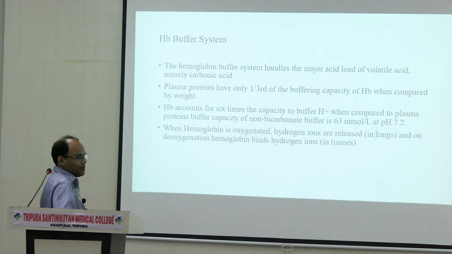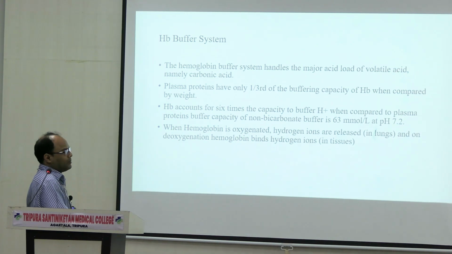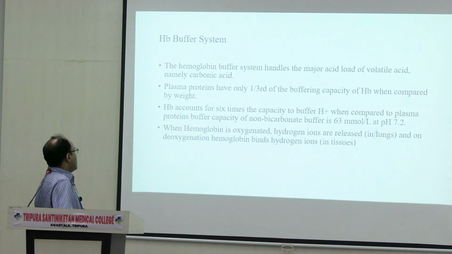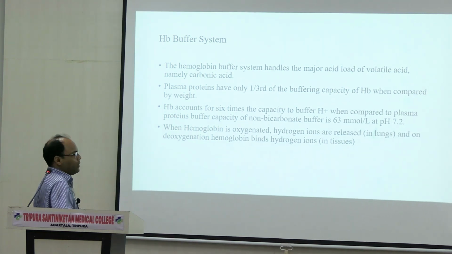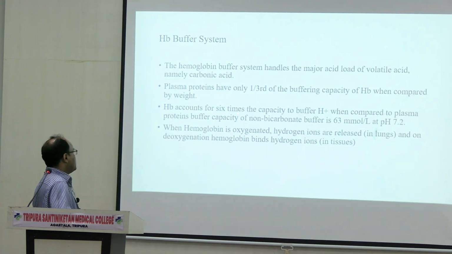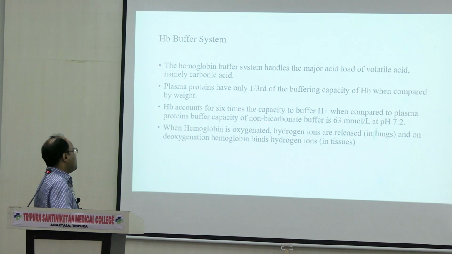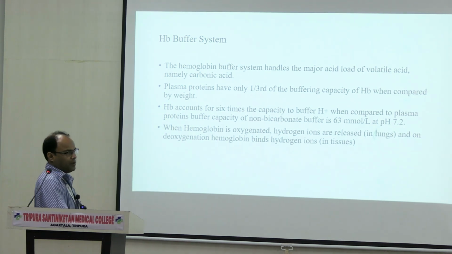Next is the hemoglobin buffer system. The hemoglobin system handles the major load of volatile acid, like carbonic acid, carbon dioxide, the volatile gas. Plasma protein has one third of the buffering capacity of hemoglobin when compared by weight. Hemoglobin accounts for 6 times the capacity to buffer hydrogen concentration when compared to plasma protein. The buffer capacity of non-bicarbonate buffer is 63 millimole per liter, pH 7.2.